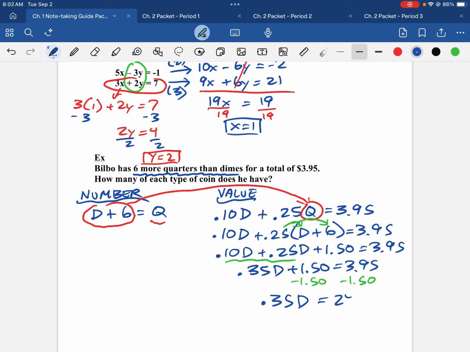$2.45, sorry. I'm glad I checked that. It's early in the morning right now. I'm not quite on top of my arithmetic right now.